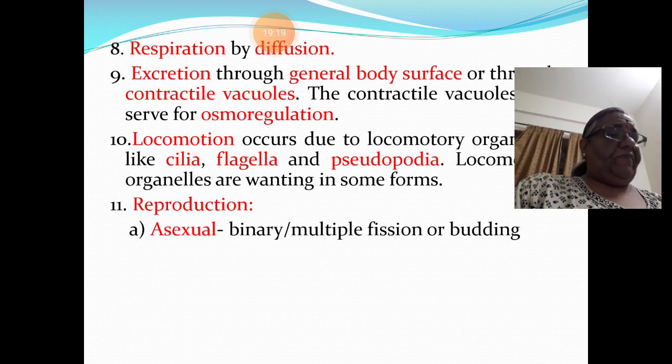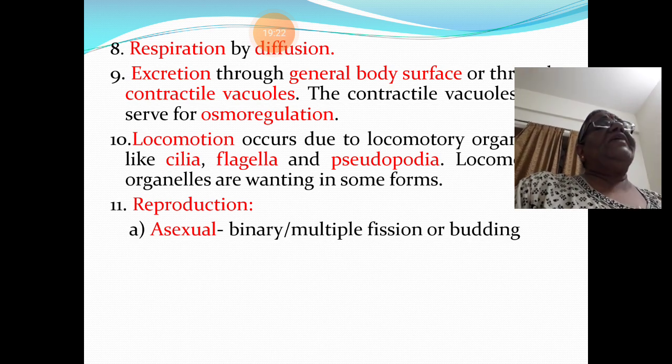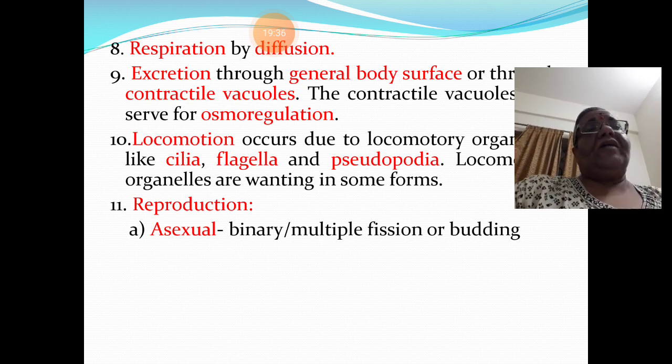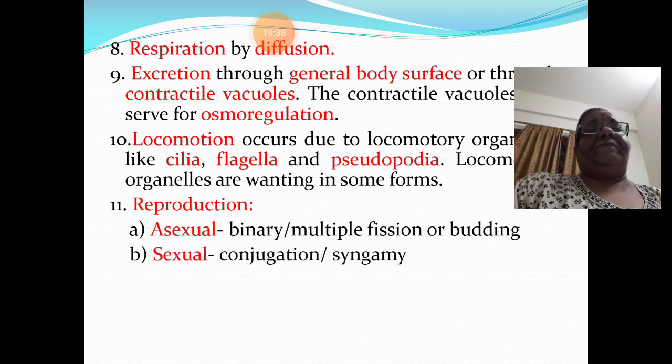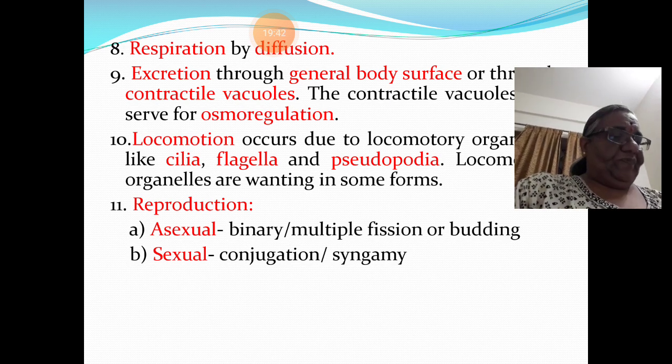So, binary fission is one of the methods for asexual reproduction, and in a few forms, you do see multiple fission. Best example, foraminiferans. There is an order called Foraminifera. These are shelled protozoans, and in them you see this multiple fission, which is a method of asexual reproduction. Then, the second method is through sexual means, either through conjugation or through syngamy.